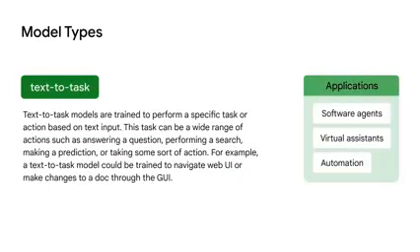And finally, there's text-to-task. Text-to-task models are trained to perform a defined task or action based on text input. This task can be a wide range of actions, such as answering a question, performing a search, making a prediction, or taking some sort of action. For example, a text-to-task model could be trained to navigate web UI or make changes to a doc through the GUI.